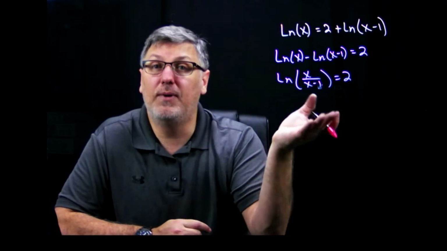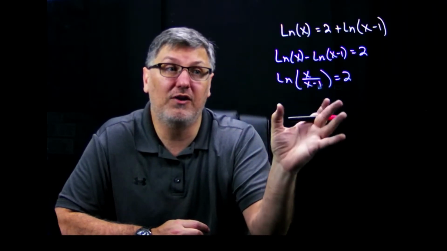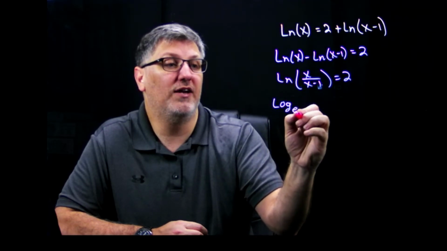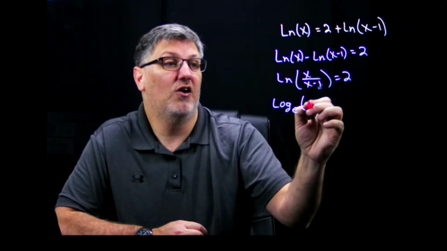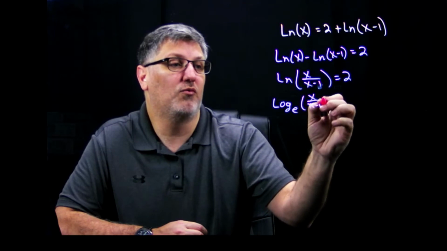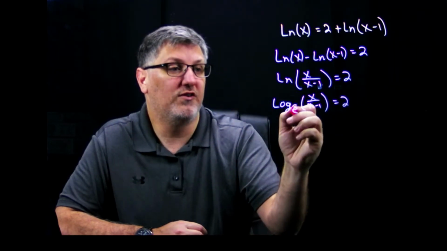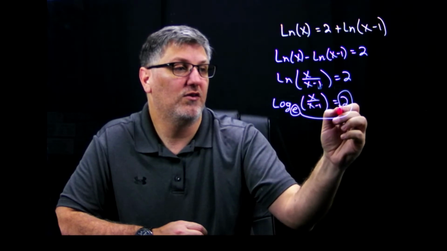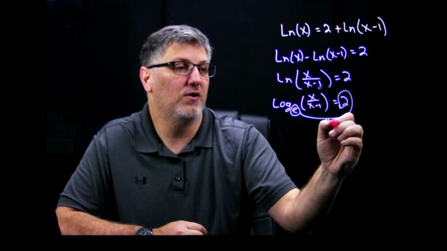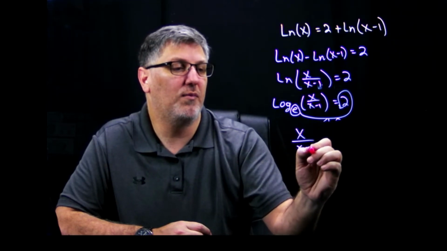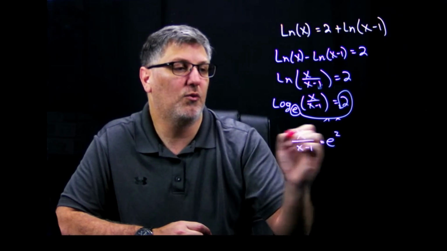Now I need to know what the base is so I can write this as an exponential. Well, ln, we can actually think of it as log base e. This is how you should think of it. Log base e of x over x minus 1 equals 2. All right, well, this e is my base. Here's my little scorpion. So I can write this as x over x minus 1 equals e squared.